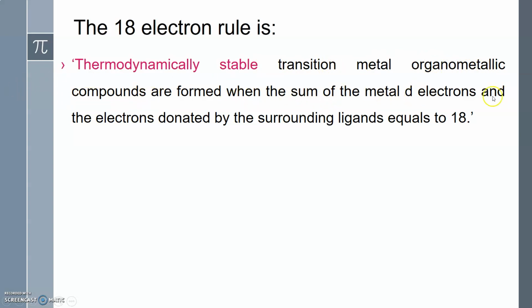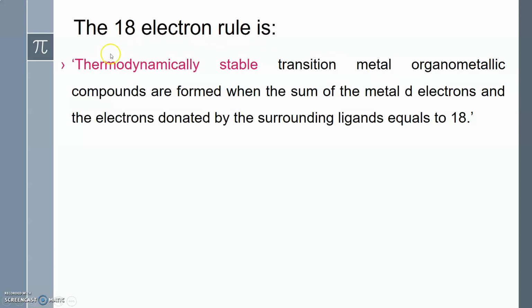So the 18 electron rule states that thermodynamically stable transition metal organometallic compounds are formed when the sum of the metal d electrons and the electrons donated by the surrounding ligands equals 18. So when you add the metal electrons and the ligand electrons, the number of electrons that you get should be equal to 18.